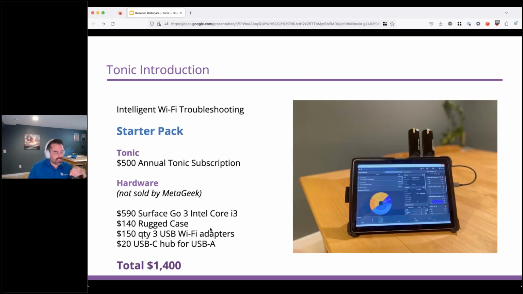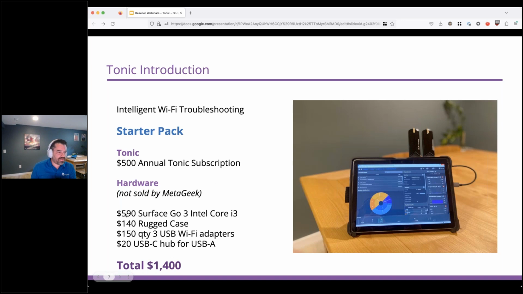So what this is, and I've just kind of built this out so some of you guys have an idea of what this tool is like. This tool does spectrum analysis visualizations, and it also takes standard USB Wi-Fi adapters, which you can buy outside of MetaGeek if you want. But what this looks like, it's a $500 annual tonic subscription. If you already have a Windows laptop, you're good to go.